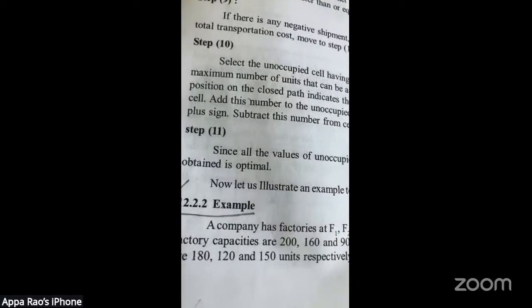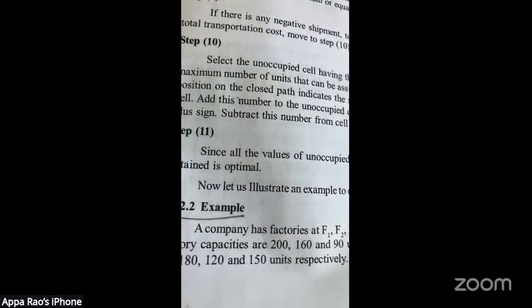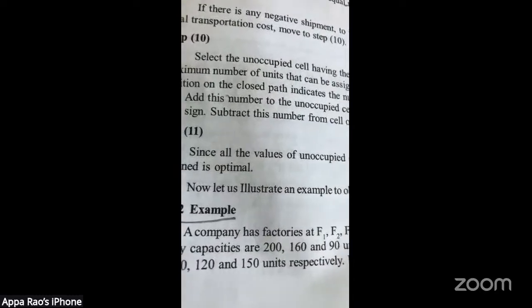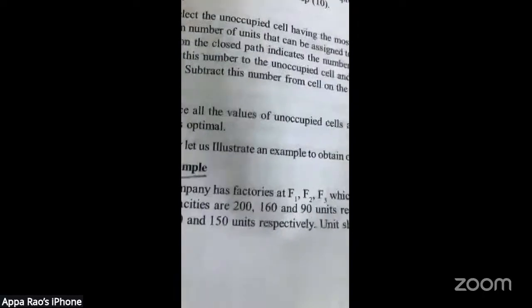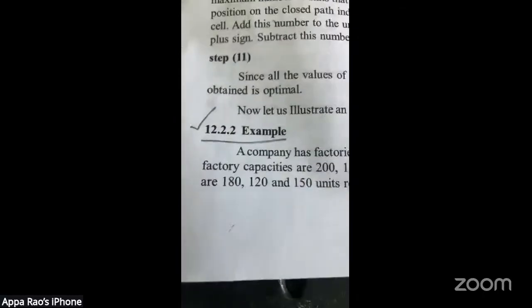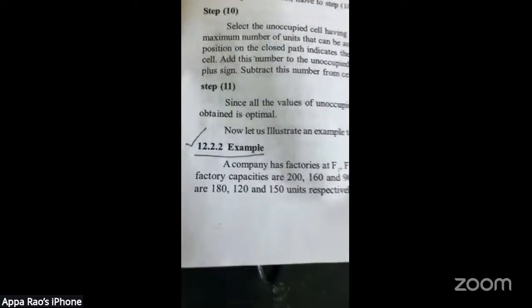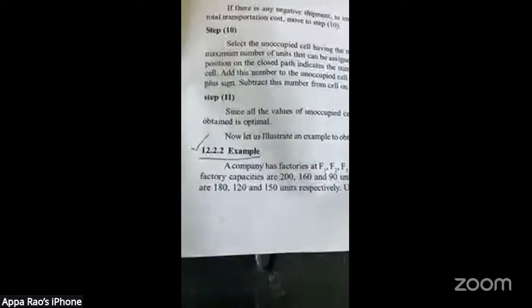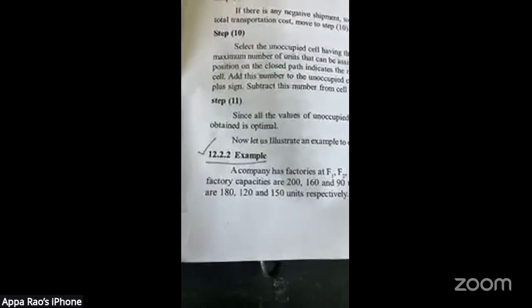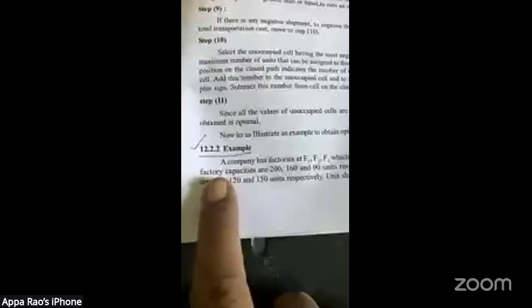Select the cell, since the values of unoccupied cells are greater than or equal to zero, which gives the optimal solution for the transportation problem. So, example one.